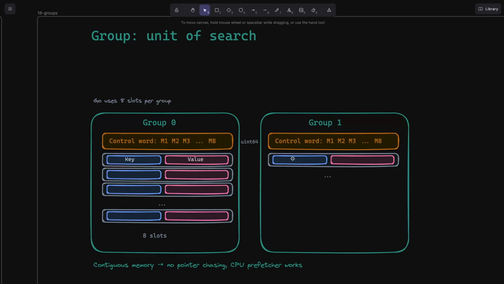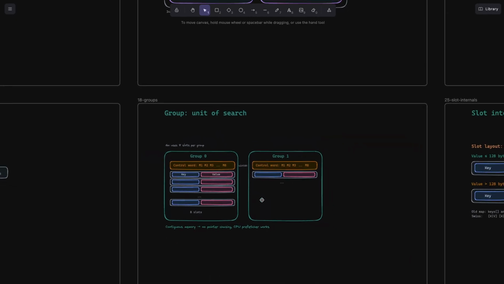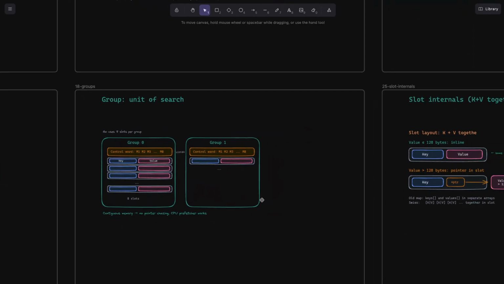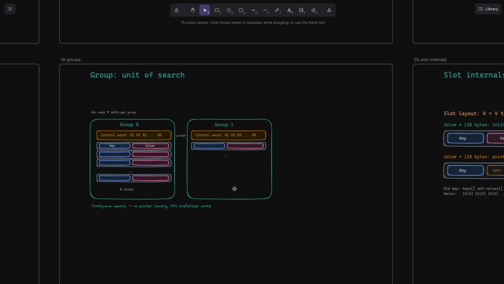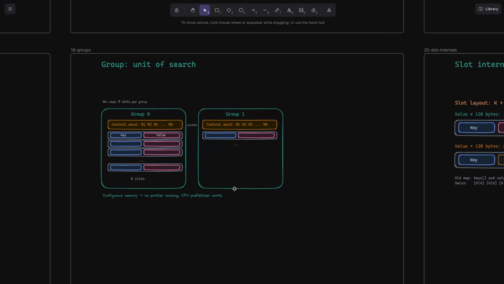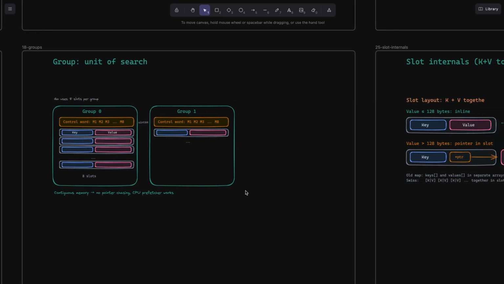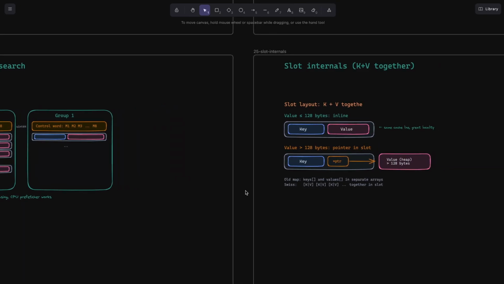Then you XOR it against the control word. Anywhere the fingerprints match, those bytes cancel to 0. And one more little bit trick: find the 0 bytes and out pops a bit mask telling you exactly which slots are candidates. No loop, no branches, all 8 compared in effectively one operation.